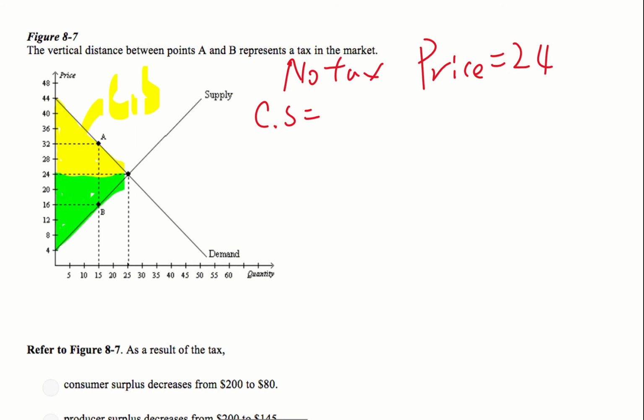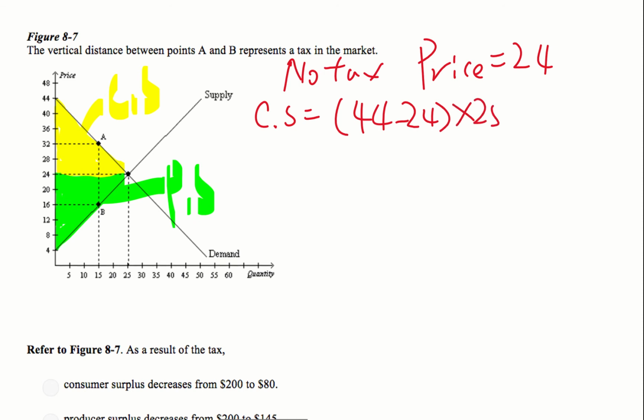That's your producer surplus. This is PS. So this is when the price is settled at $24. Let's find out how much this is. For consumer surplus, the vertical difference will be from 44 to 24. That's your vertical difference. And the horizontal difference is 25 divided by 2.